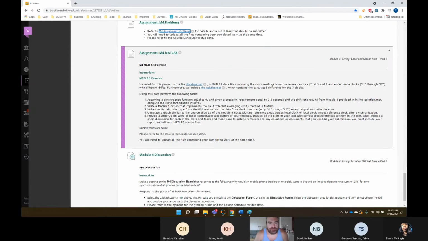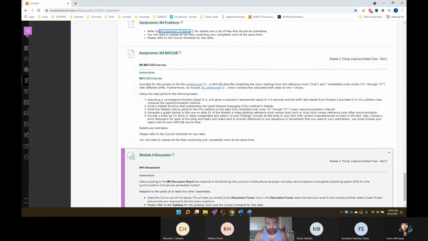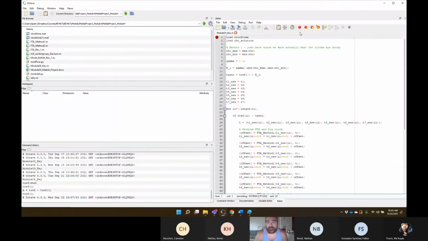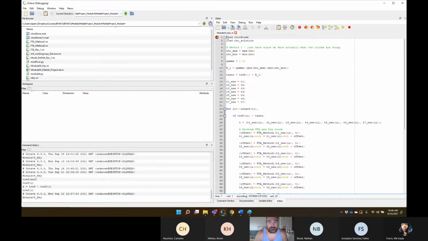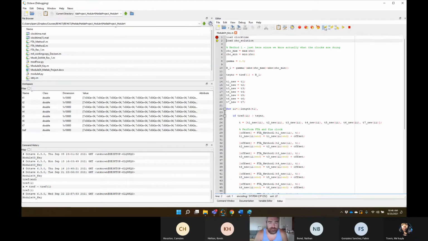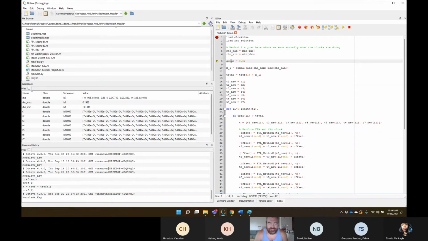Assuming a convergence function equal to 0, and given a precision requirement of 0.5 seconds and the drift rate results from module 3 provided in rows, compute the resynchronization interval. So let's start this. We load in the clock times, load in the rows. They're signed, so we can just grab the largest and the smallest one. Those will be our 2 extreme rows. This says gamma. Technically, that should probably be pi because that's the precision.